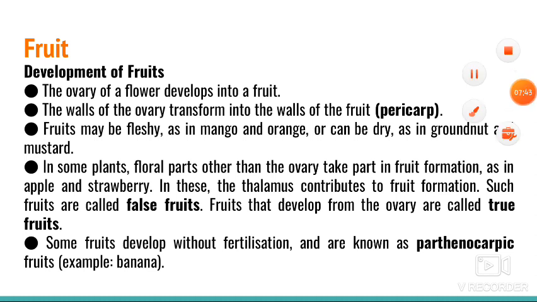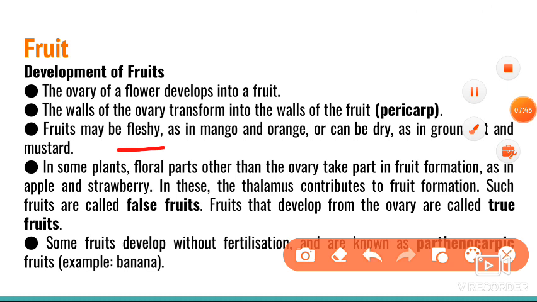Usually fruits are either fleshy or dry. They may be fleshy or they may be dry. In the case of mango it is fleshy, in the case of orange it is also fleshy. You can take plenty of examples, you can take grapes, and so many other examples. Those are fleshy. Fleshy means there is a liquid portion you can find. It contains a larger amount of water.